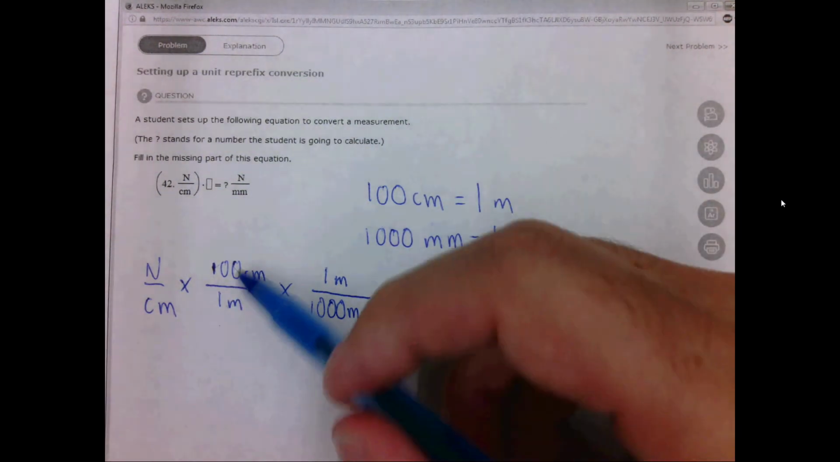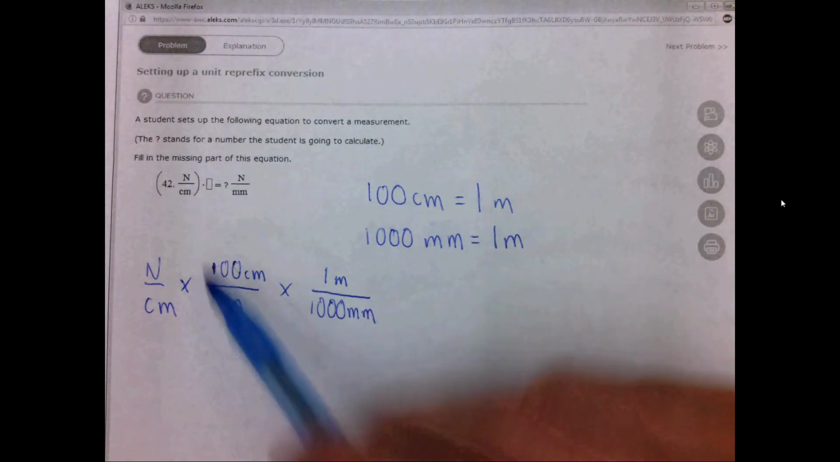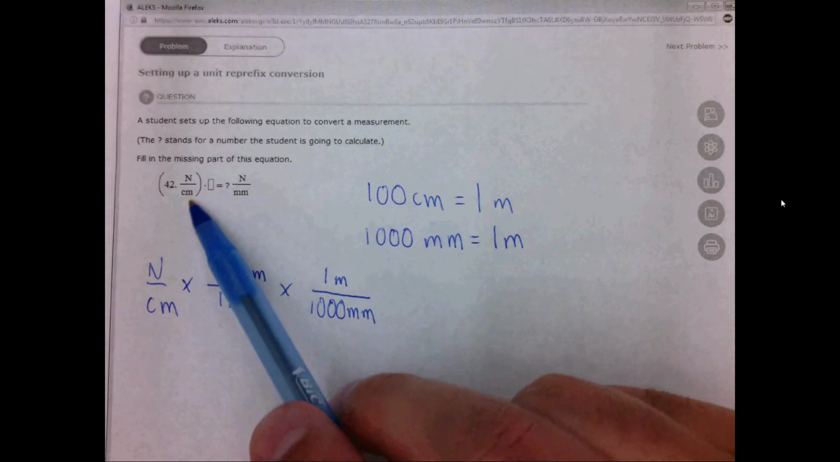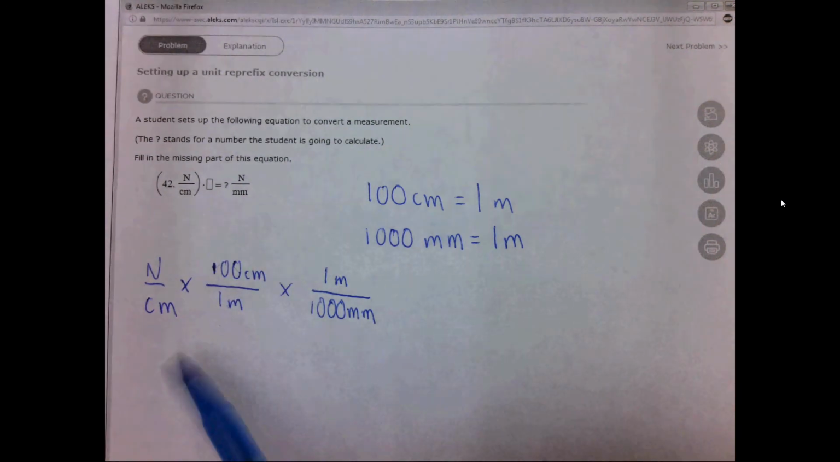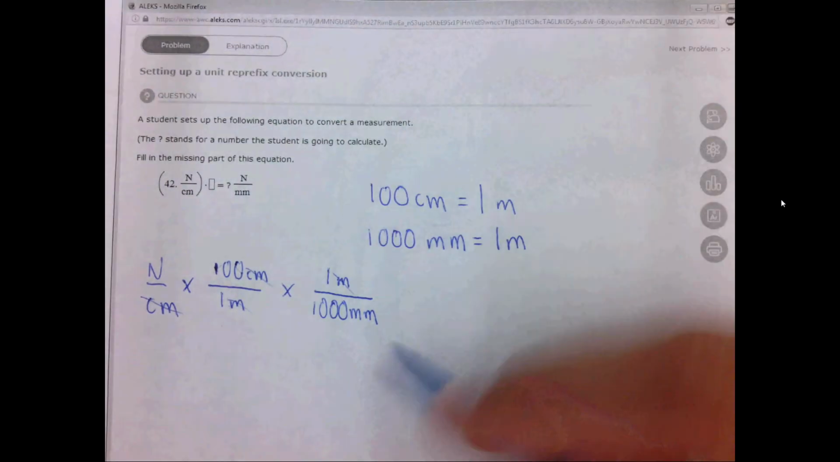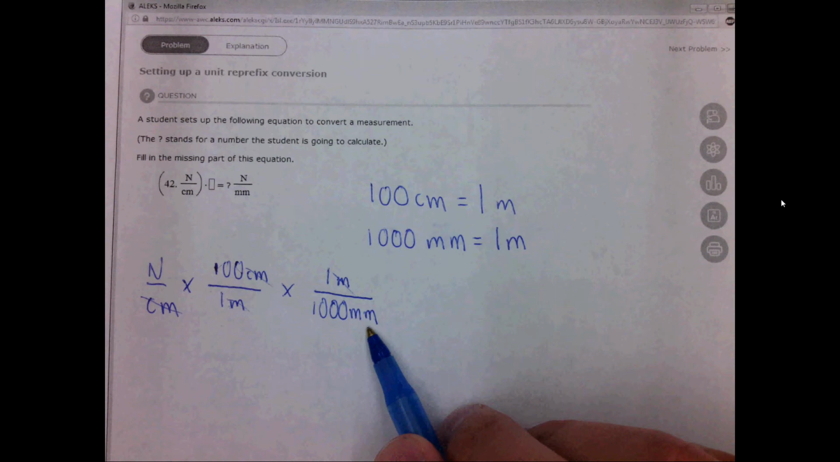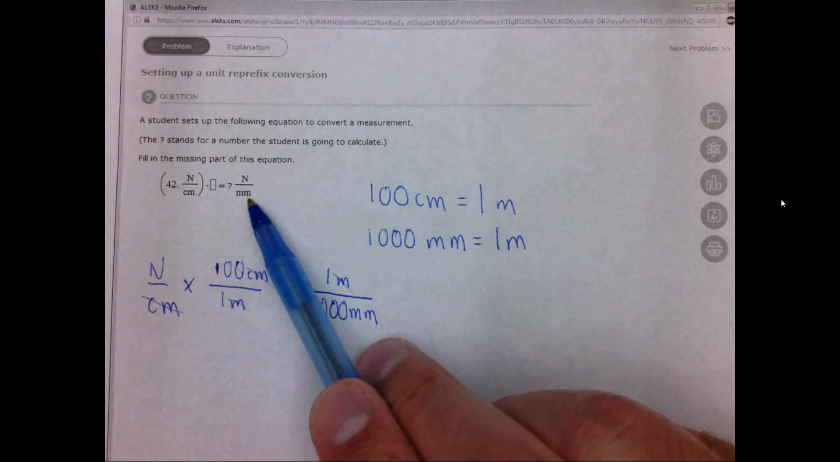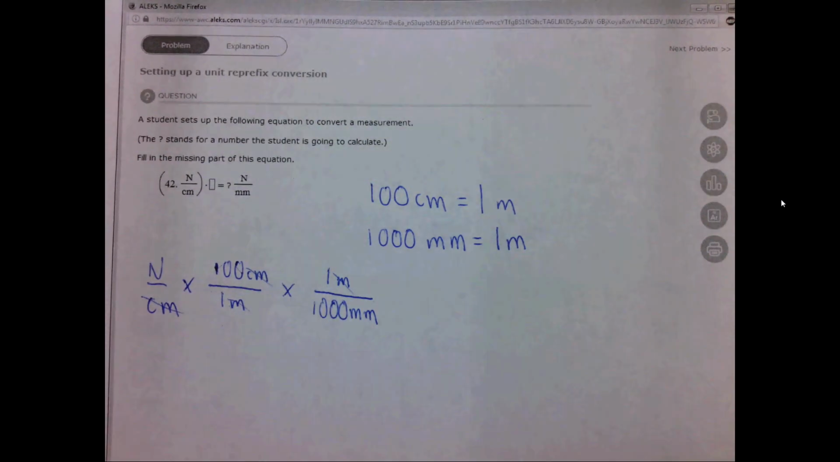So you could use these two conversions to convert this unit if you didn't know the relationship between centimeters and millimeters, and this would certainly work. Notice centimeters cancel out, meters cancel out, and we're left with millimeters in the denominator on the bottom, and that's what we want. There's another way we could do this.